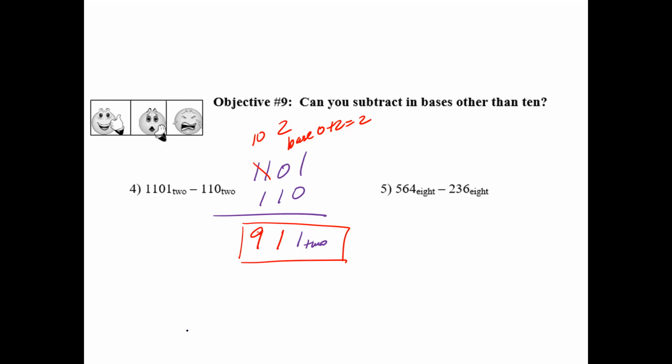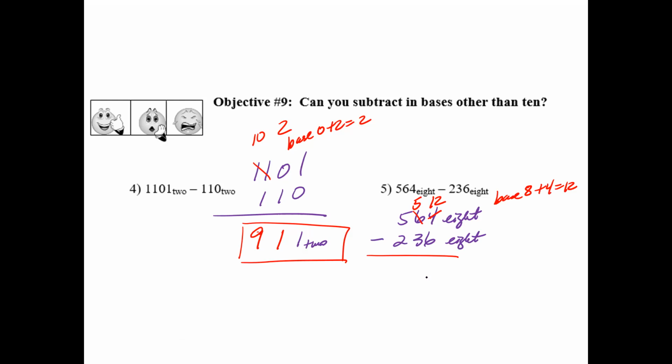Same thing with number 5. So you have 5, 64, 8, minus 2, 36, 8. If I subtract this, it's not enough, so I borrow that, make that a 5. Keep in mind your base is 8, so plus the 4, you get a 12. So your new response or answer here is 12.